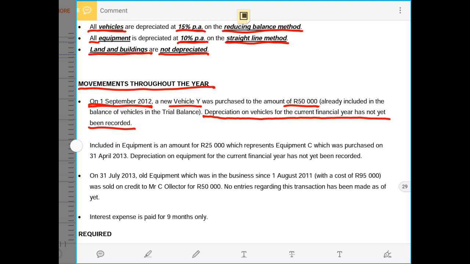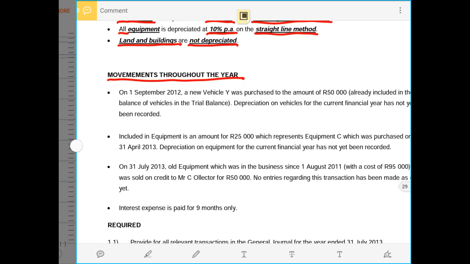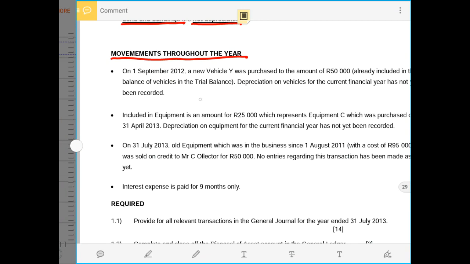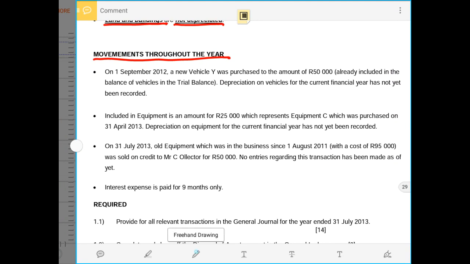So now when we do our calculations, we have to say September, October, November, December, January, February, March, April, May, June, July. Therefore, the depreciation for this vehicle in the year 2013 will be accounted for a period of 11 months, from September until July 2013. So now this was the first adjustment, or the first movement, that occurred during the year.